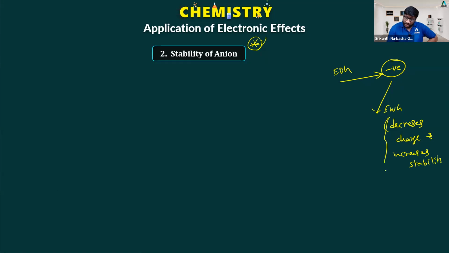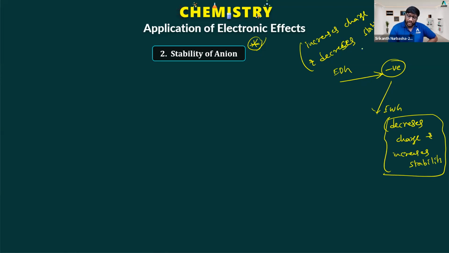Whenever we have a negative charge, that is an anion, and we have an electron withdrawing group, the charge is decreased and thereby stability is increased. Electron donating group increases charge and decreases stability.